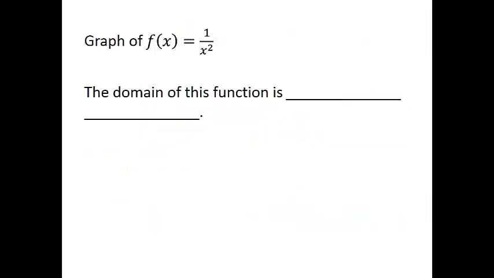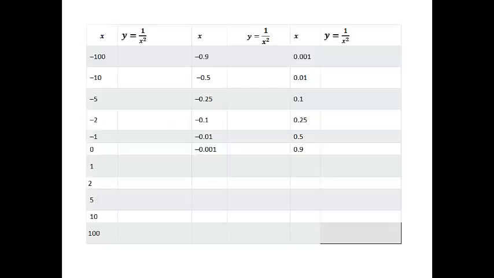Now we'll look at the graph of f of x equals 1 divided by x squared. The domain of this function is also all reals, excluding x equals 0. So that is, it's negative infinity to 0, union 0 to infinity. We can also look at a table of values to figure out what the function will look like when we try to graph it.